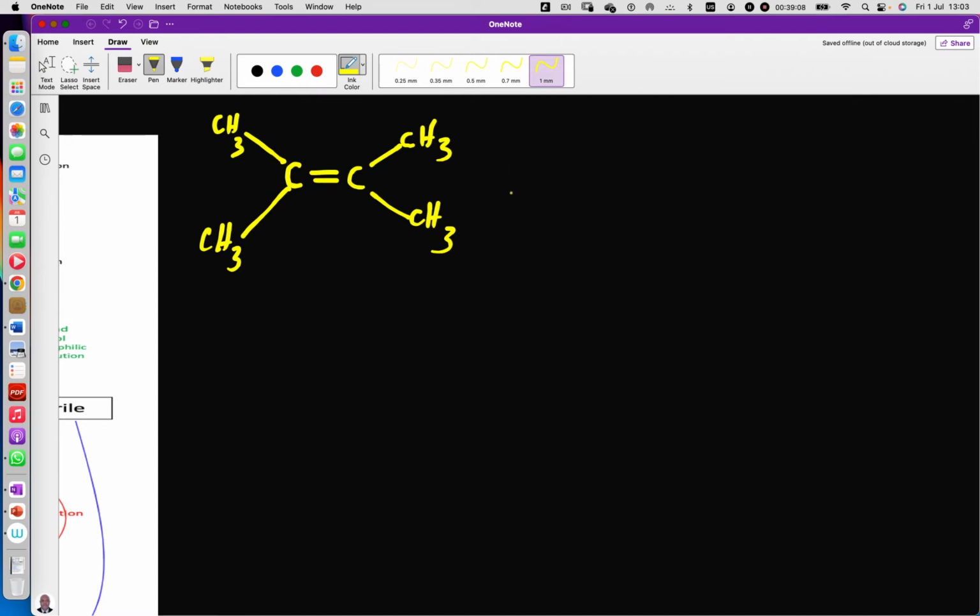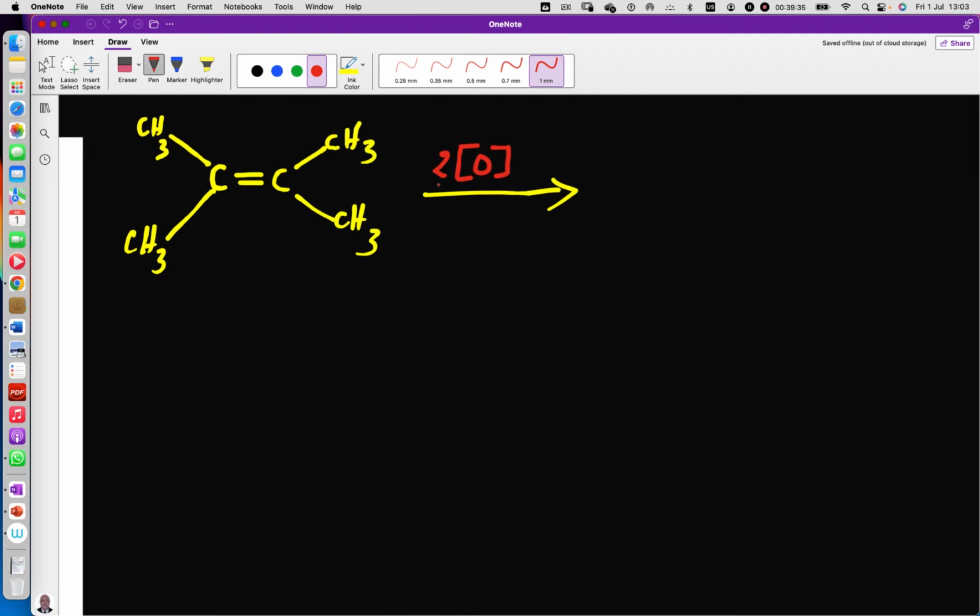We are not going to do oxidation. It should be recalled that this symbol, the square bracket, is used as oxidation. If we use this symbol, we are saying that two oxygen atoms have been donated to this compound, an addition of oxygen. So this is what we are going to have when we are using this condition, hot concentrated acidified potassium manganate 7 solution.